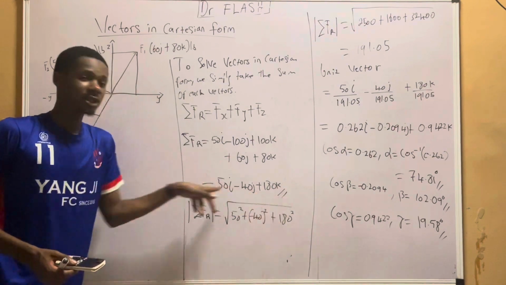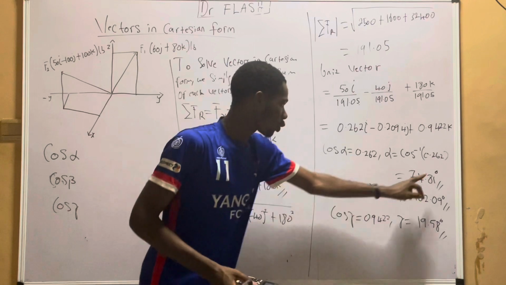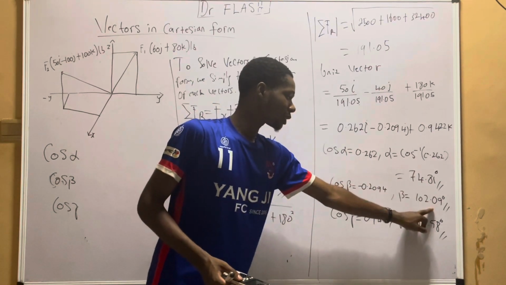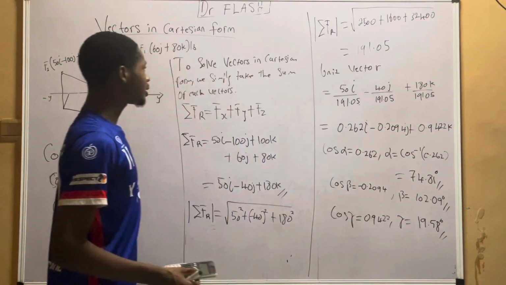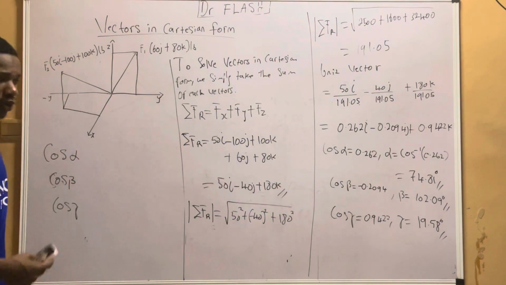So this is the Cartesian form of the resultant vector, and this Cartesian form has an angle of this to the x-axis, this to the y-axis, and this to the z-axis. So basically this is an example that helps us understand how to solve vectors in Cartesian form.